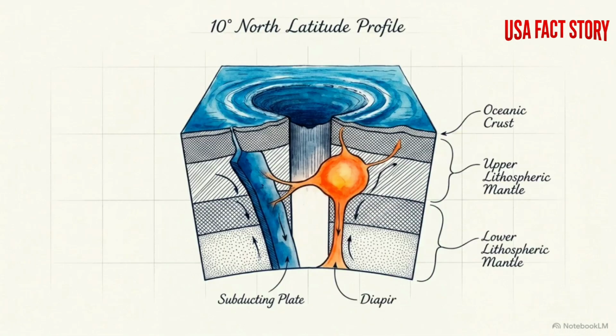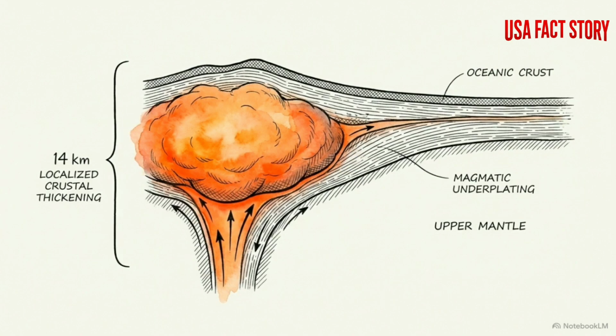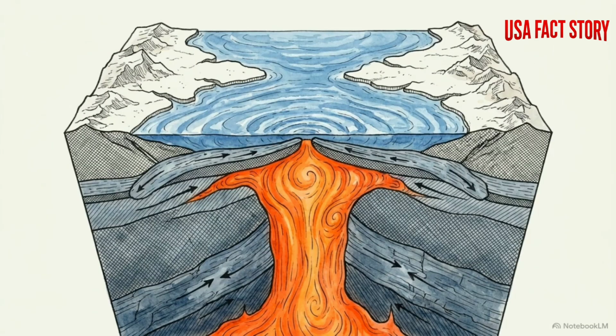Layer 1 of our deconstruction is the oceanic crust and lithosphere along the 10-degree north latitude profile. Wide-angle reflection and refraction seismic profiles allow us to map the precise thickness of this boundary. On the western edge, beneath the Comorin Ridge, researchers found a localized zone of thickened crust, reaching 14 kilometers. This is the result of magmatic underplating. When India broke from Madagascar 90 million years ago, intense plume-ridge interactions produced an excess of melt that solidified against the bottom of the crust.